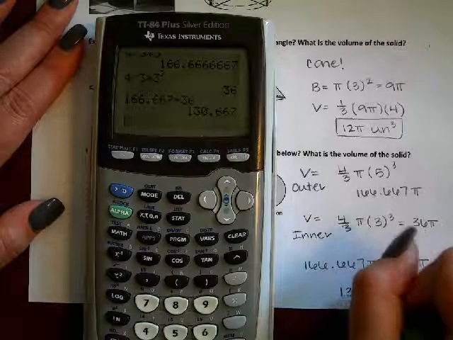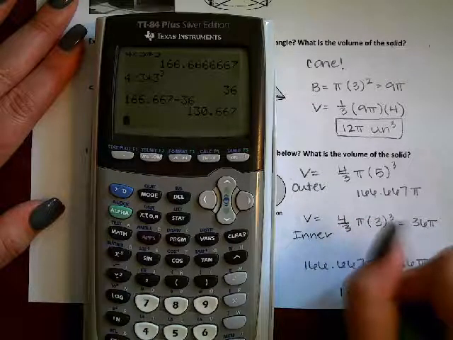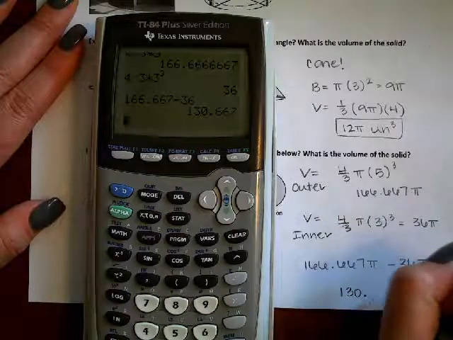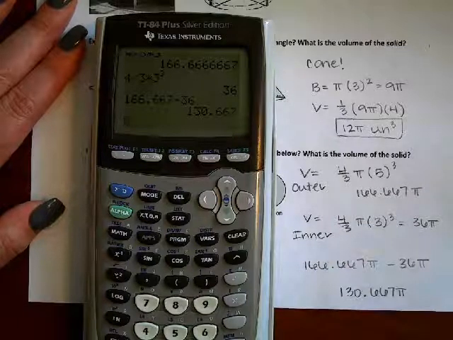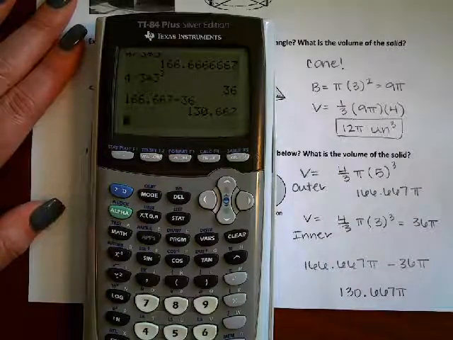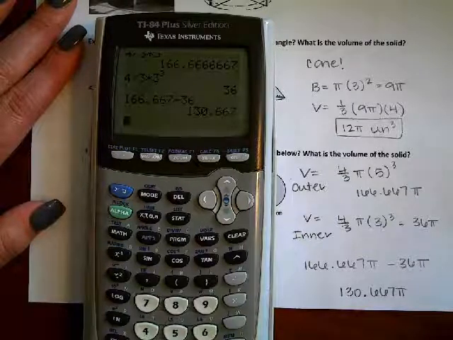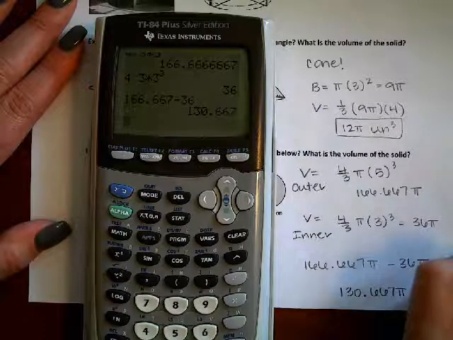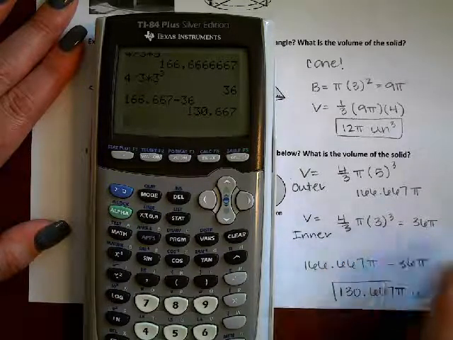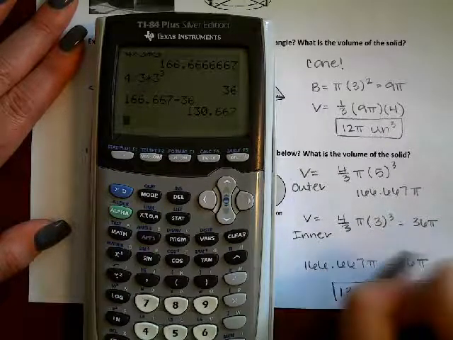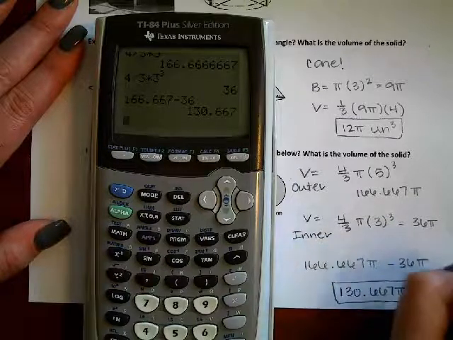You'll notice that I'm subtracting just the numbers that are in front of the pi, the coefficients, and I'm sticking pi on the end of the answer. So I have 130.667 pi units cubed. That is the volume of the hollow sphere.